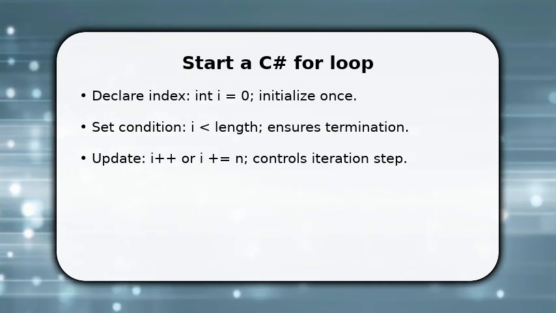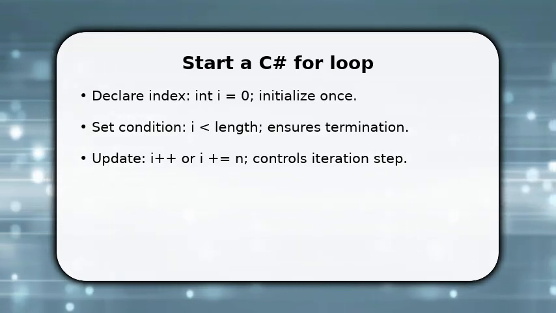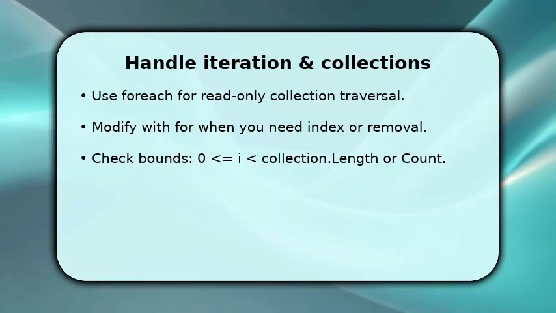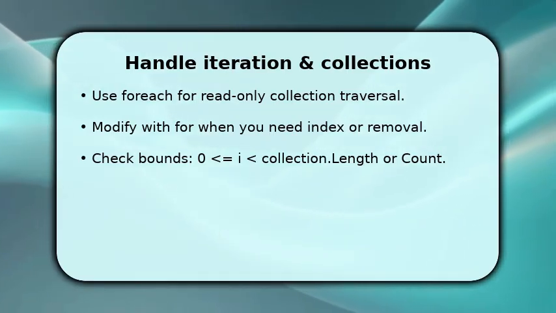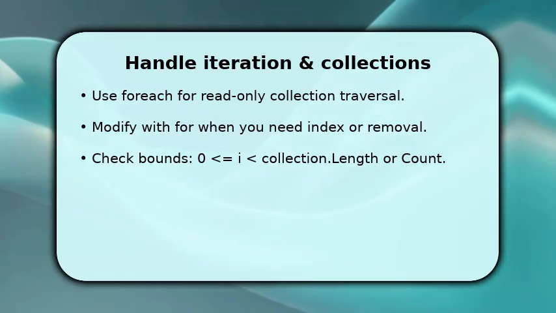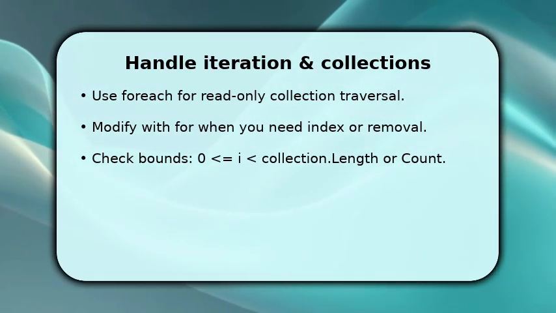This structure prevents infinite loops and makes performance predictable, which matters when processing arrays or lists in C#. Now you apply the loop to real data. Use foreach when you only need to read each element. It's concise and safe. When you must modify items, remove elements, or rely on the index, use a for loop so you can control i and adjust iterations.